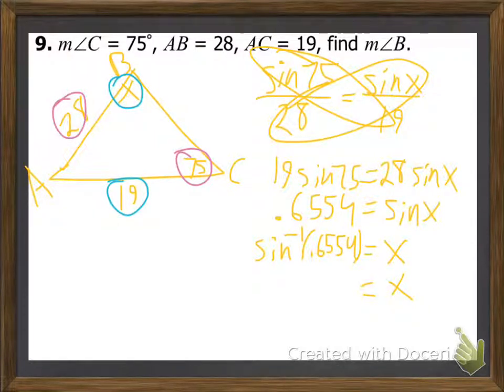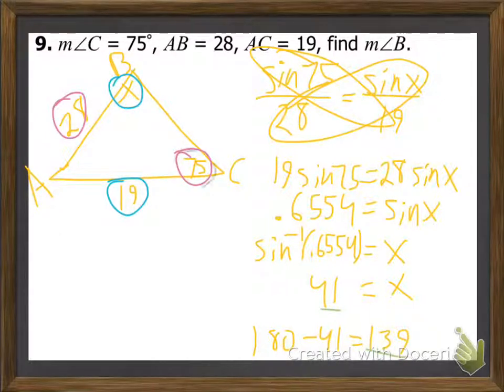And when you type that into your calculator, you're going to actually end up getting 41 when it rounds up. So one of your potential answers is going to be 41. And then once again, you have to do 180 minus 41. And when you do that, you get 139. So these are potentially your answers.